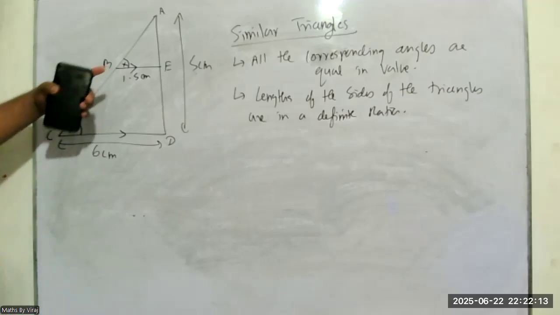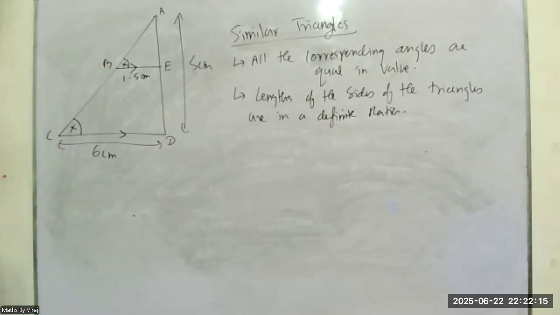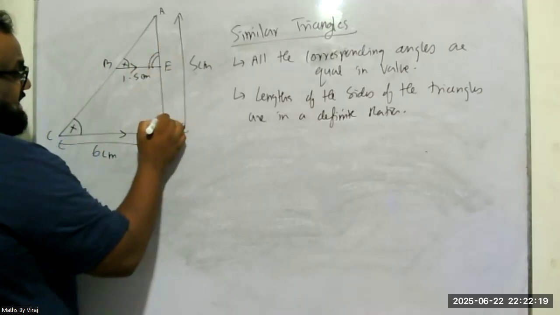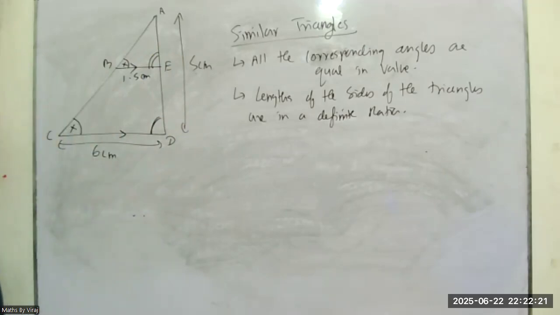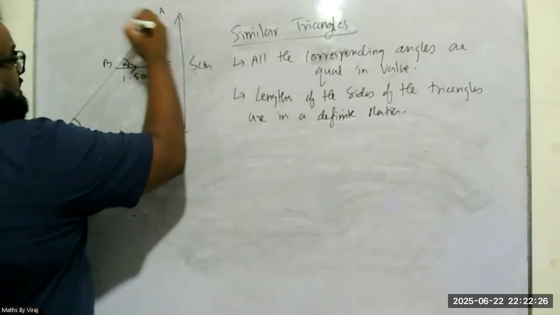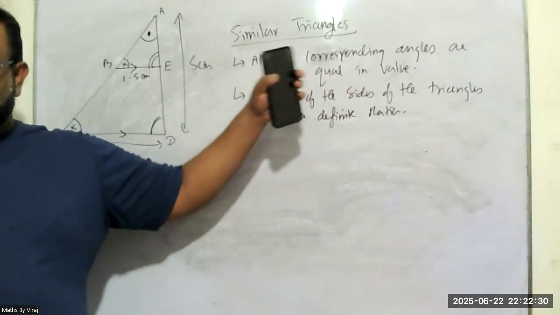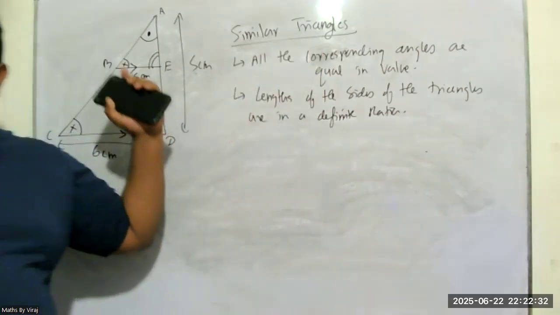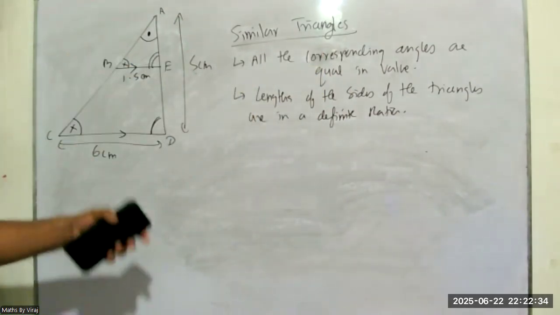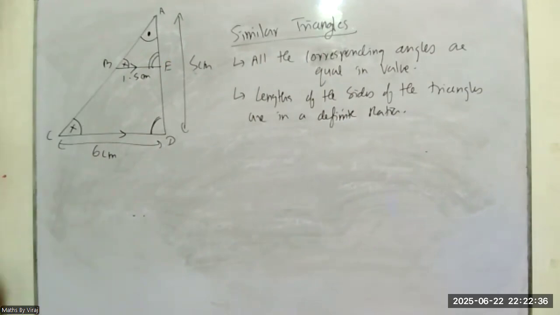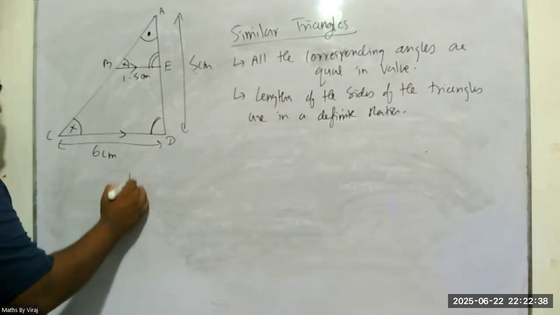If they are parallel, these two are F-shaped or corresponding angles. These two angles are the same as well. Again, corresponding angles. And this is the common angle. When I say all the corresponding angles, it doesn't mean the F-shaped angles, but it means that each and every angle is equal.